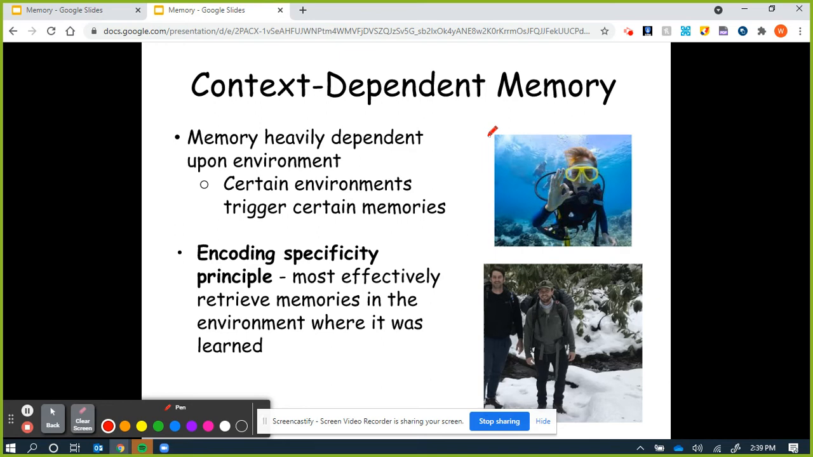They've done experiments where they had people learn a list of words underwater while they were scuba diving, and then some learn a list of words above water. And they found that if they learned it underwater, they actually remembered the words better later when they were underwater again. Okay, so this is now referred to as the encoding specificity principle. We most likely remember things in the environment where the memory was formed.